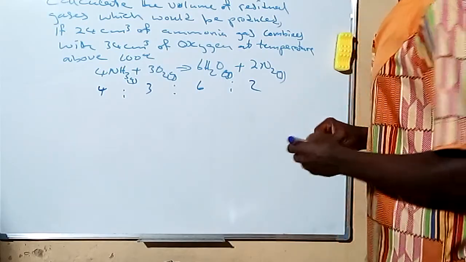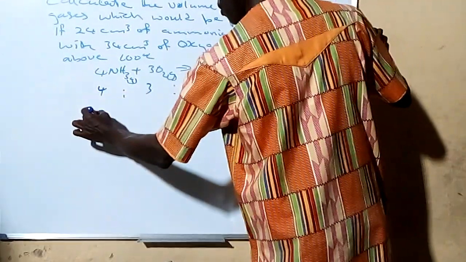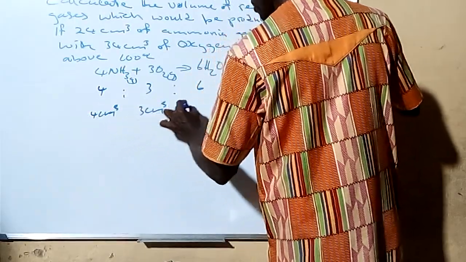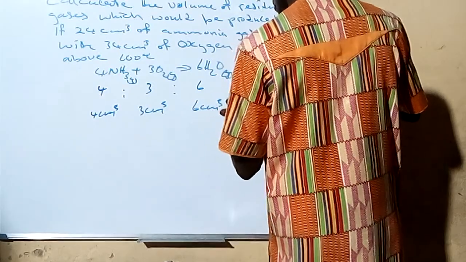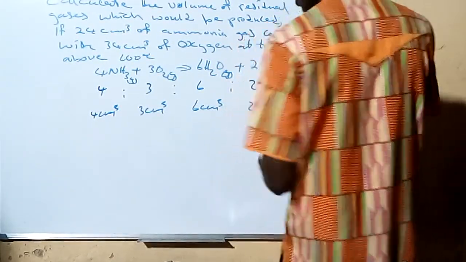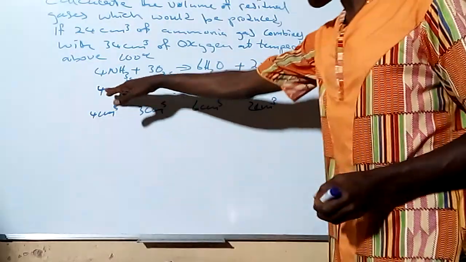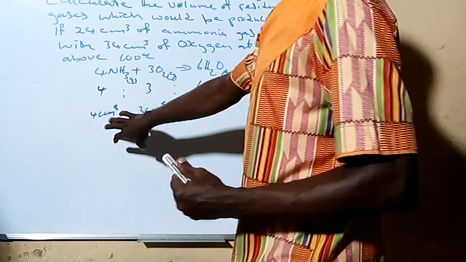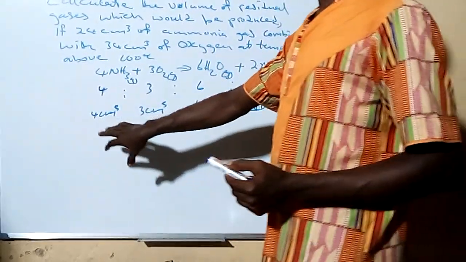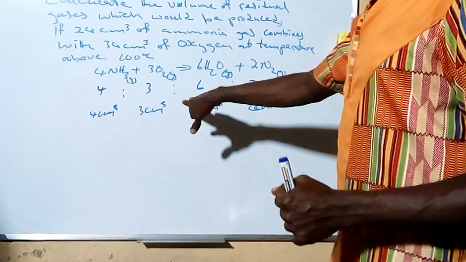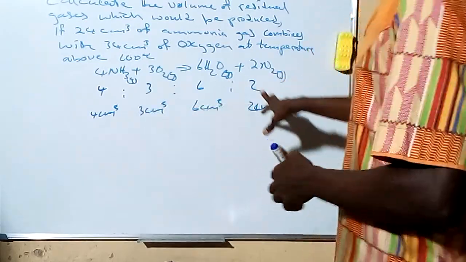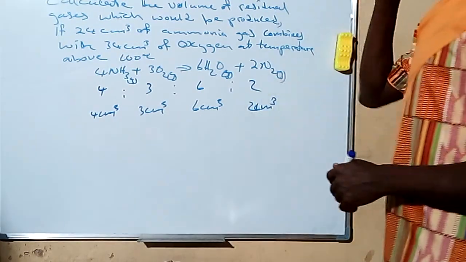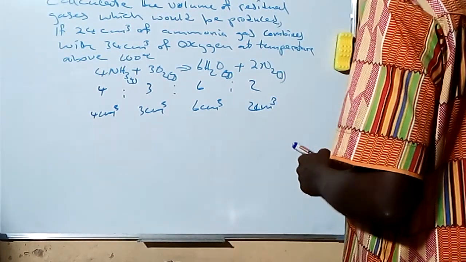So this ratio tells us one of the important things, according to Gay Lussac's law: it tells us the volume of their combination. The volumes combine in a simple ratio with one another, and also with that of the products. So this is the ratio of the products that you're going to have here. In this case, we want to find out the residual gas.